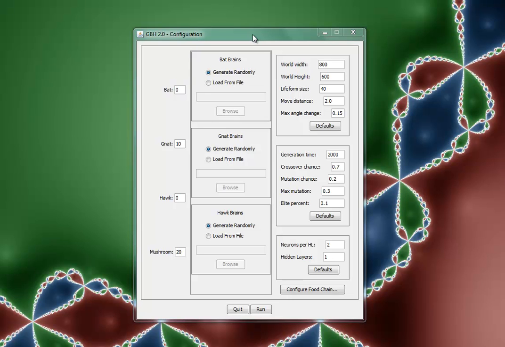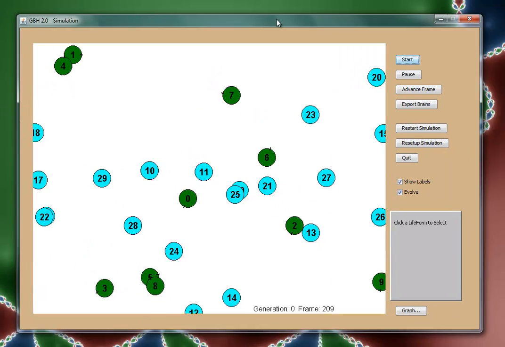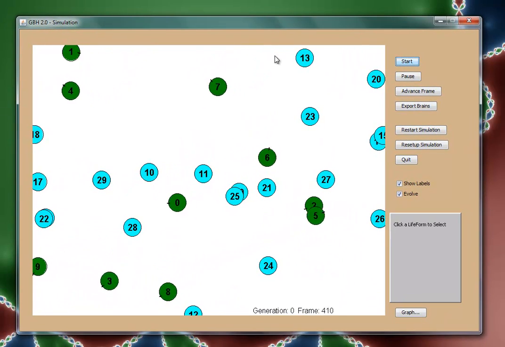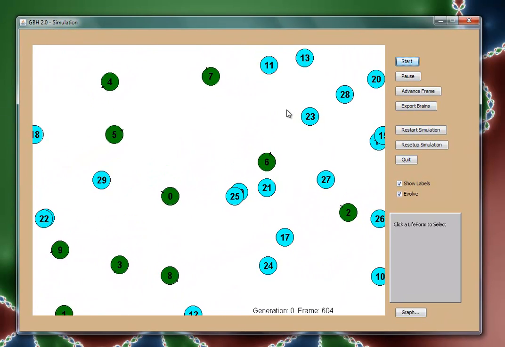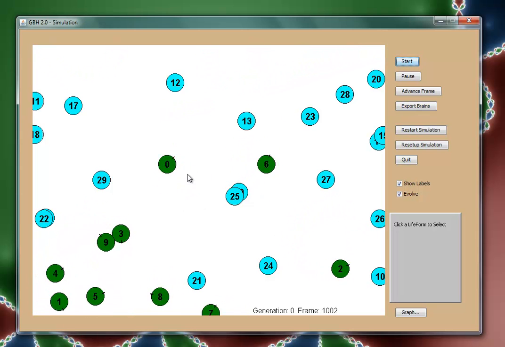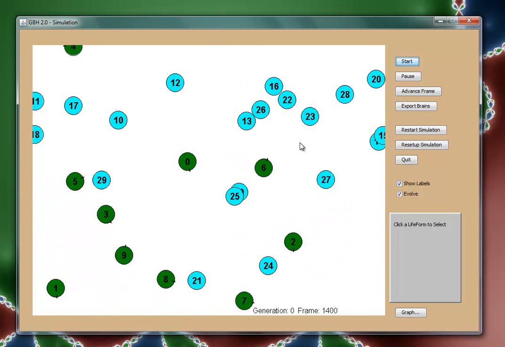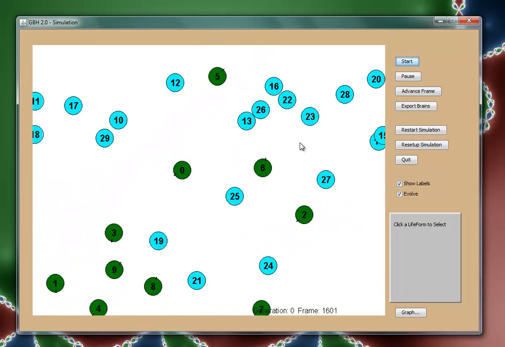So why don't I go ahead and show an example to start off so you can get an idea of what I'm talking about. I'm just going to run the very vanilla basic simulation here. What we see are some green life forms, which are codenamed gnats, and they're hunting down the blue food, which I just call mushrooms.